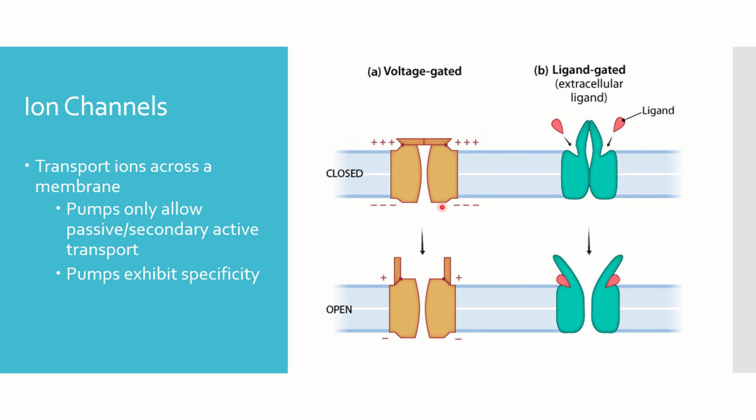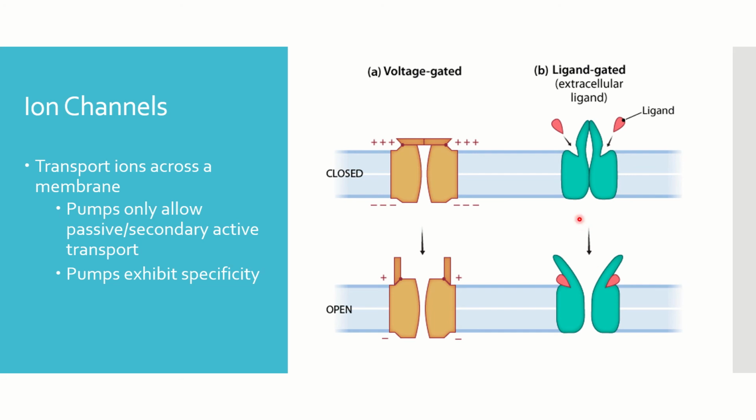When the voltage changes near the ion channel, it's going to open that gate and allow one type of ion to move through, maybe sodium, maybe potassium, maybe calcium. With a ligand-gated ion channel, just like our acetylcholine receptors in the neuromuscular junction, when a chemical or a ligand binds to this receptor, it's going to open that gate and allow one kind of ion through. So a sodium channel, for example, would not admit potassium.